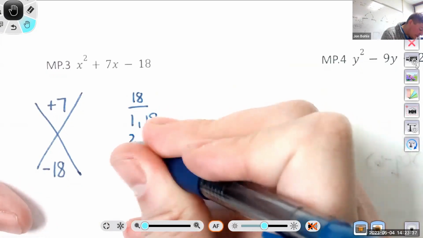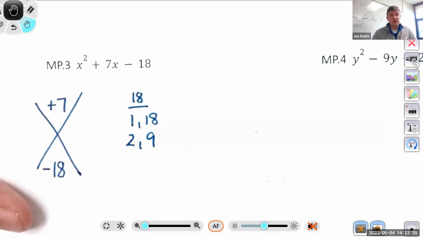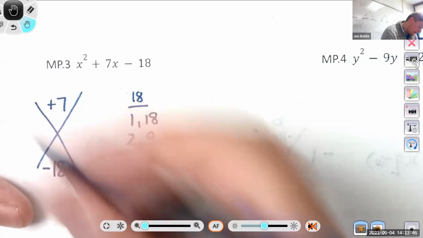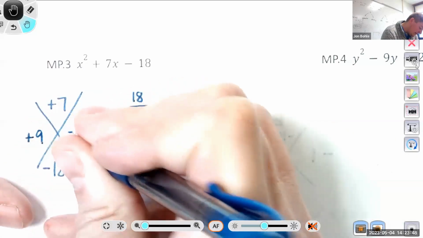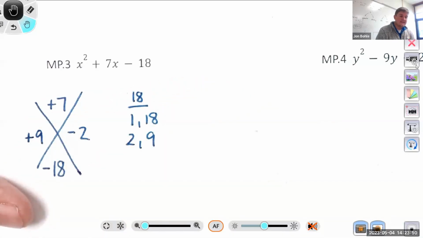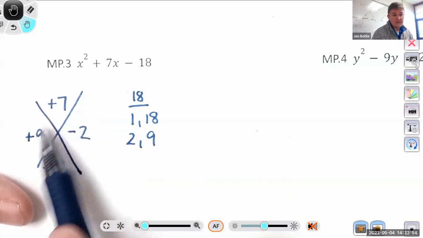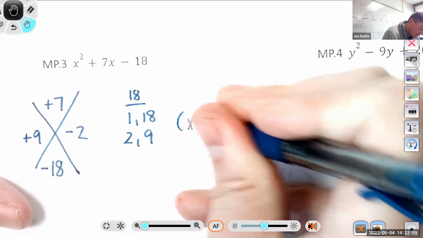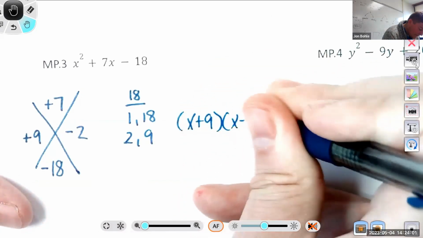So I divide 18 by 2 and I get 9. These do subtract. So is 9 minus 2 7 or is 2 minus 9 7? Well, +9 minus 2 is going to be 7. So that's the combination. Again, I'm subtracting to a positive number, so the larger of the two is going to be positive. So this is going to be x plus 9 times x minus 2.